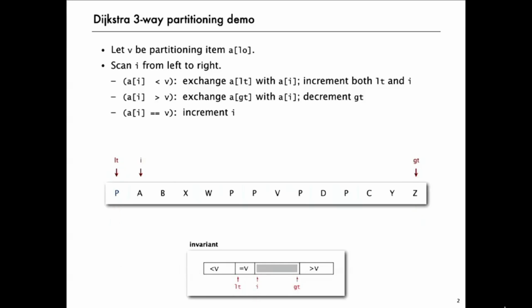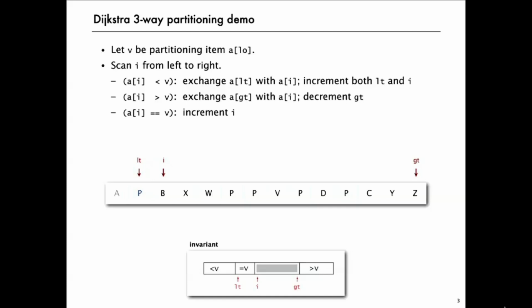So we increment i and then figure out what to do. Now it's less than the partitioning element, so what we want to do is increment lt. Now we have one that's definitely less than the partitioning element, and lt is pointing at the partitioning element. And so now we increment both lt and i.